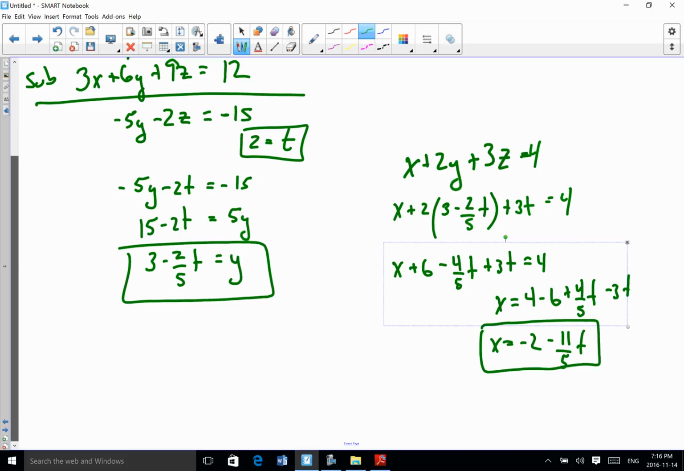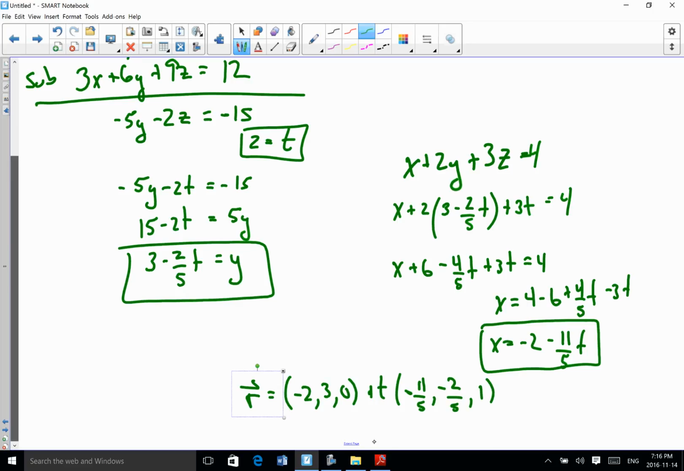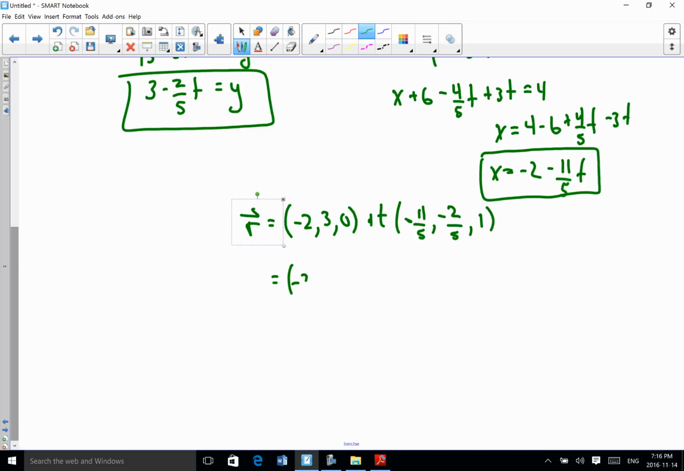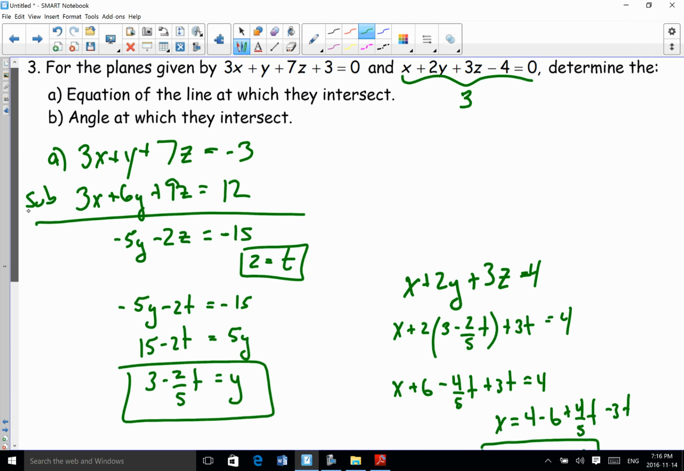Now, it didn't say what form to put this in. This is our parametric form. We could put it back in the vector form if we wanted to. Our point is negative 2, 3, and 0, plus t, and the x value is negative 11/5. The y value is negative 2/5. The z value is 1. And if you didn't like that version, we can always multiply by a scalar multiple. Let's call it negative 5. And we'll get 11, 2, and negative 5. Okay, and there's your line of intersection between two planes.